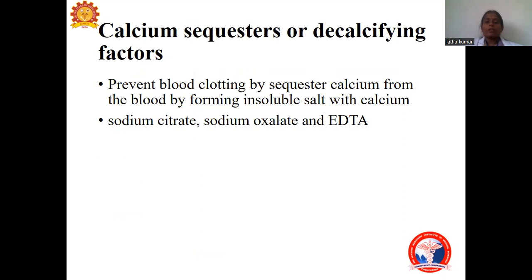Calcium sequesters are decalcifying factors. These factors prevent blood clotting by sequestering the calcium from the blood, forming an insoluble salt with calcium. Examples of the decalcifying factors are sodium citrate, sodium oxalate, and EDTA.